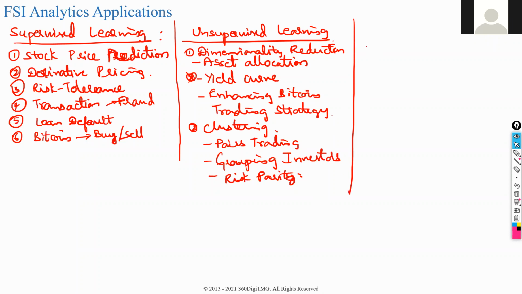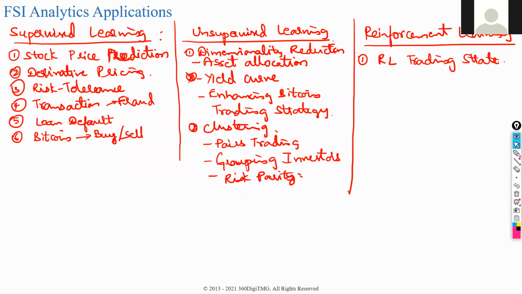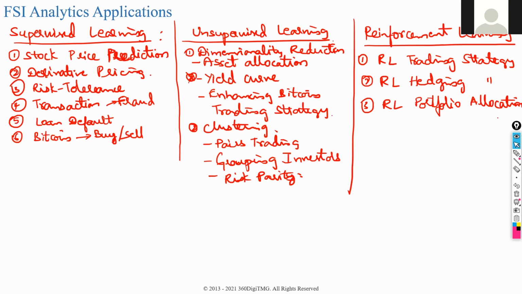Then there are two more broad things. One is reinforcement learning. This is a new field which has emerged and it's doing very well. There are a lot of amazing use cases in this space. So how do you come up with a reinforcement learning based trading strategy? This is one thing. Second thing is, how do you come up with a reinforcement learning based hedging strategy? What do you mean by hedging, etc.? We'll learn. And reinforcement learning based algorithms for portfolio allocation. Portfolio means a collection of assets. Assets mean various companies. You can think in that way.